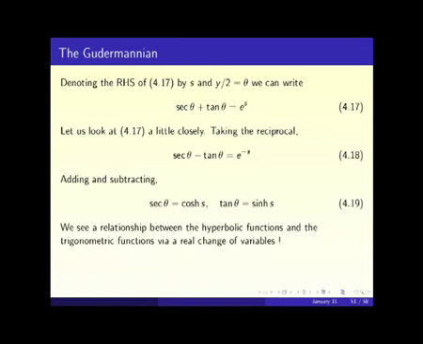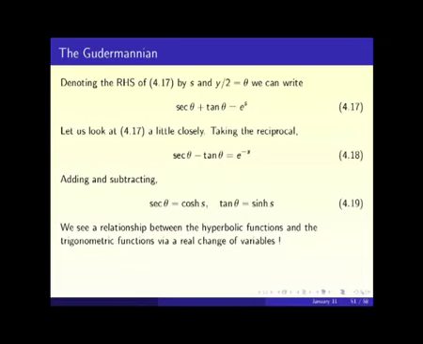Adding and subtracting, we get sec theta equal to 1/2 of (e^s plus e^(-s)). 1/2 of (e^s plus e^(-s)) is denoted by cosh s, the hyperbolic cosine of s. And then what is tan theta? Tan theta is 1/2 of (e^s minus e^(-s)). That is the hyperbolic sine. So we got this equation 4.19. Sec theta is hyperbolic cosine and tan theta is hyperbolic sine.